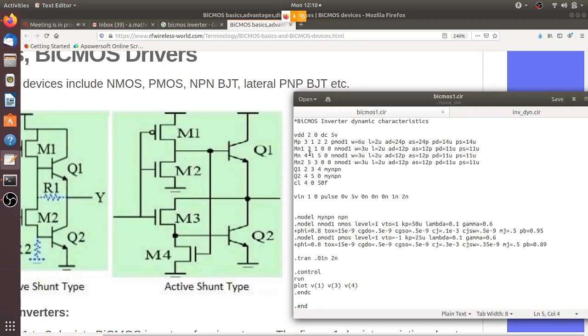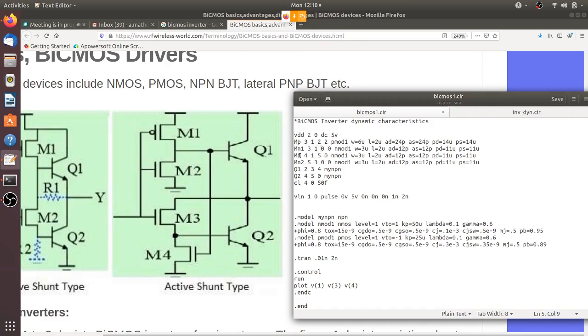And then the next transistor is MN1, which is your M2, an NMOS transistor. Drain is 3, again the same point, and the gate terminal input is at node 1, and then it is grounded. So ground is node 0. Clear?